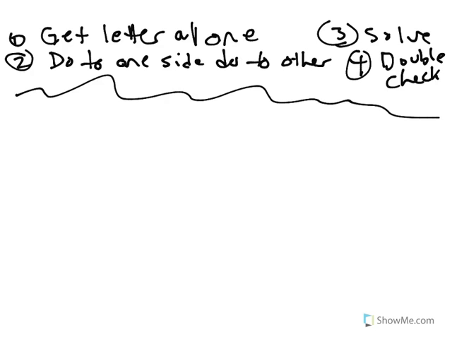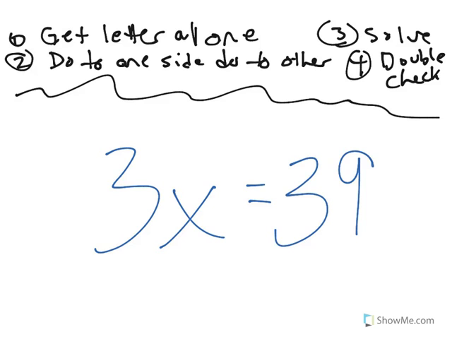I'm not going to tell you which kind of problem it is. All I'm going to do is write down a problem. We'll do one or more of each, and my expectation is that you know how to do this. So the first thing is 3x is equal to 39.